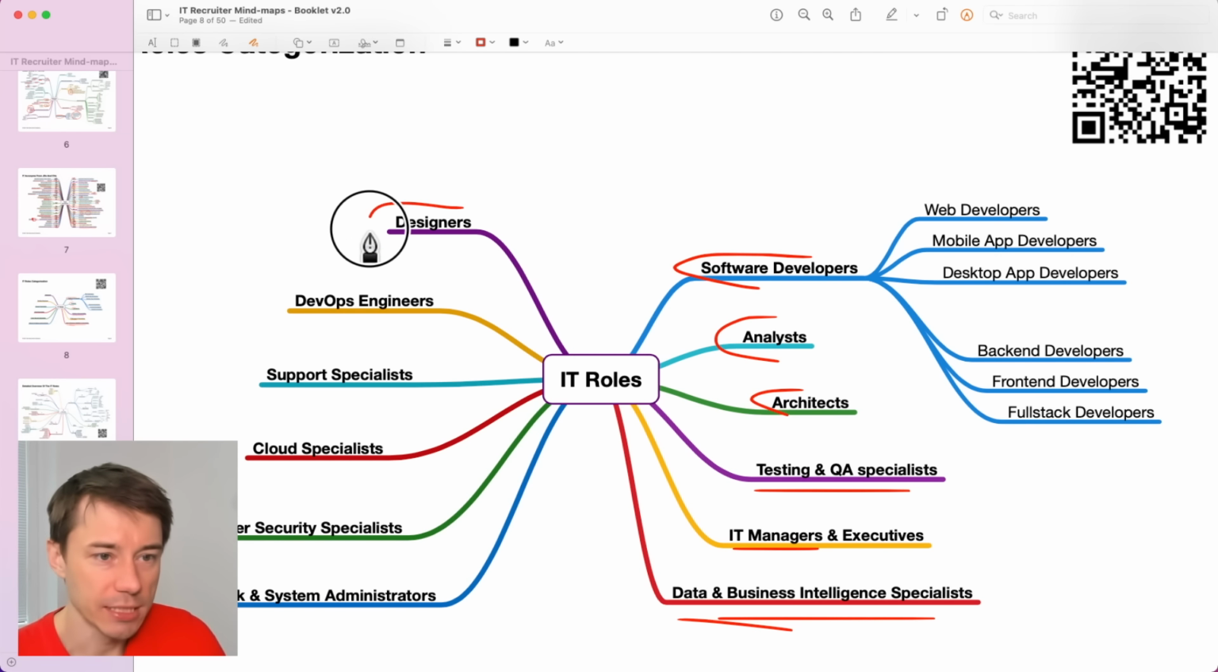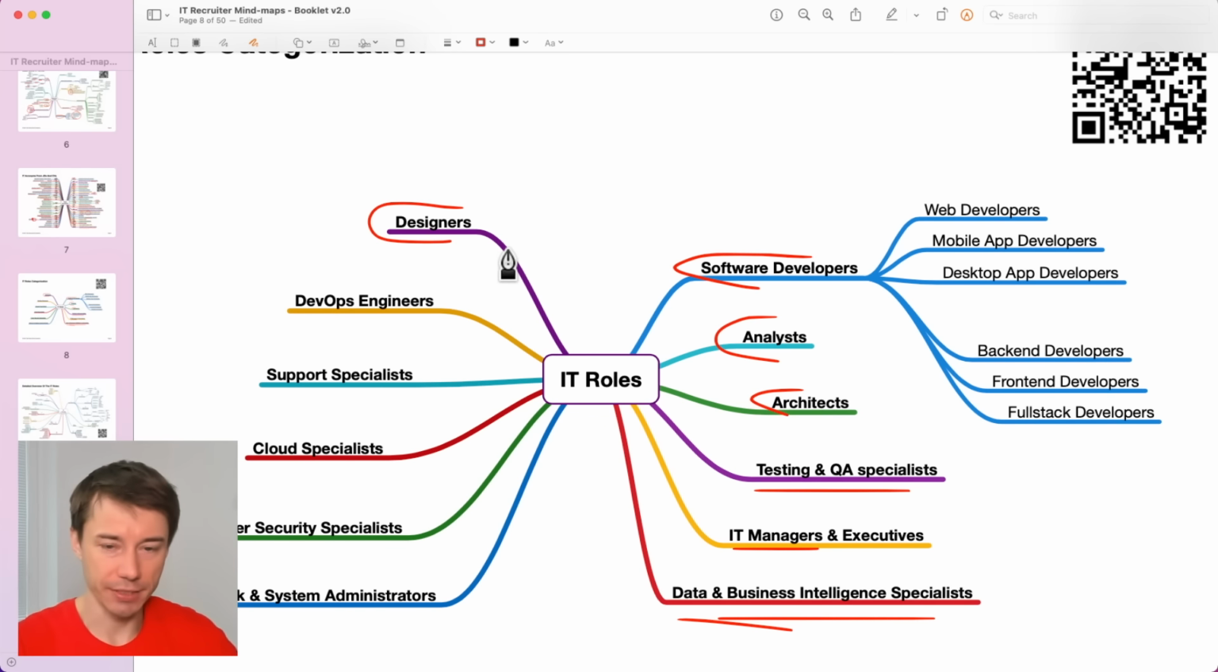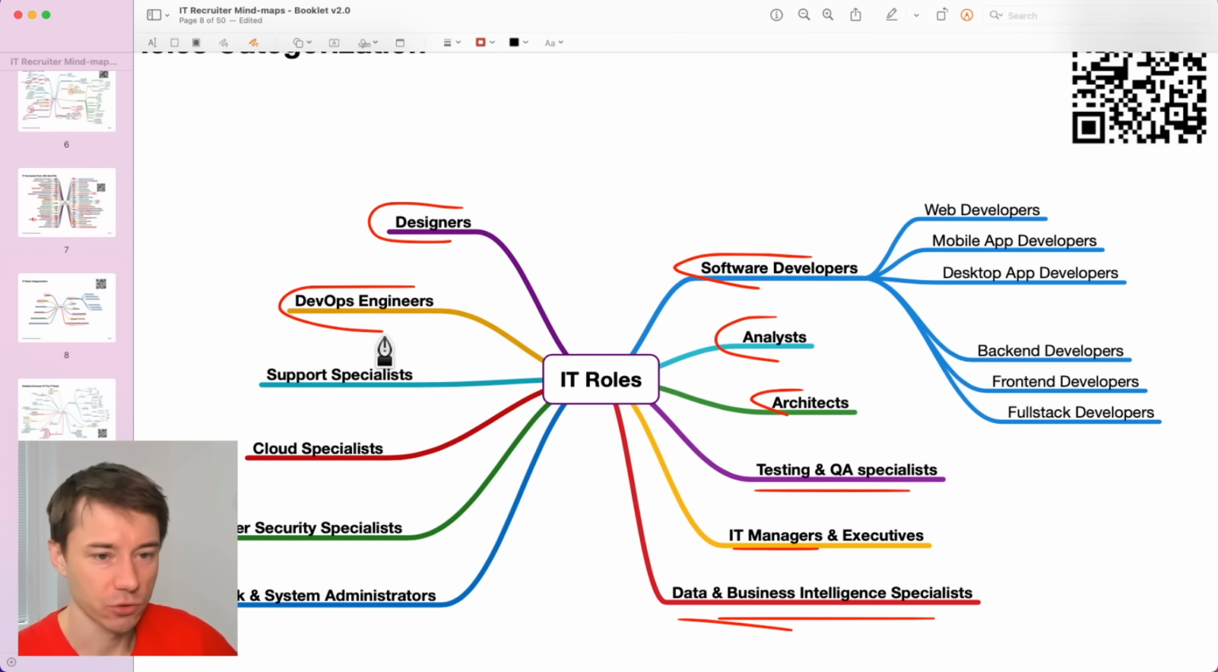Let me just mention designers. These are the people who design the visual interface of those web or mobile applications. DevOps engineers need to take care of the cloud and also adopt the modern DevOps best practices, all these tools, and ensure that the DevOps culture is in place.